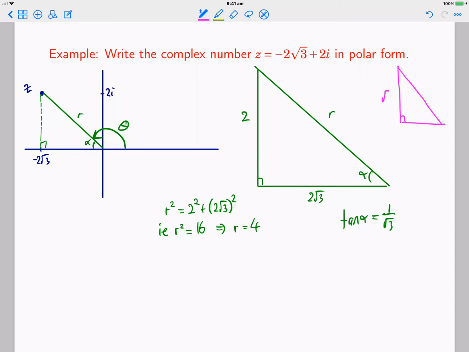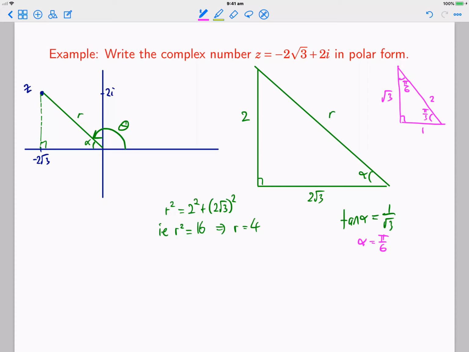Root 3, 1, 2, pi on 3, pi on 6, right? So you have a look at this triangle and try to see tan of what angle gives you 1 on root 3. You can see that the answer is going to be pi on 6, keeping in mind tan is opposite over adjacent. So alpha is pi on 6. You need to make sure you remember that triangle.